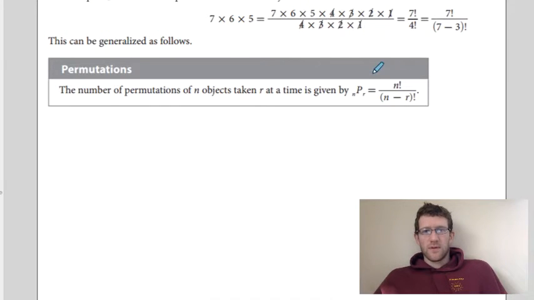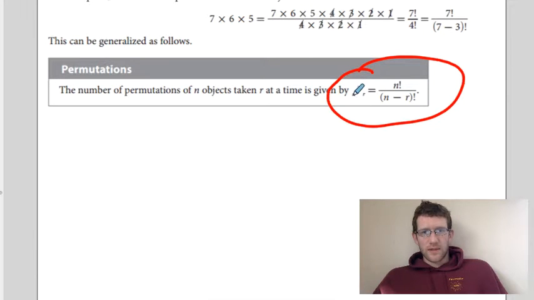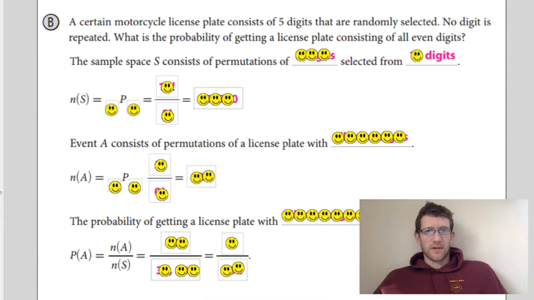The book has a general formula right here. We describe this as n choose r permutations, where there's a little n here, a little r here. And the formula is n factorial over n minus r factorial. So again, if I were to use this example, I would do 7 P r, which in this case is 3. So I'd read this as 7 choose 3 permutations, something like that. Okay, we'll do another example.